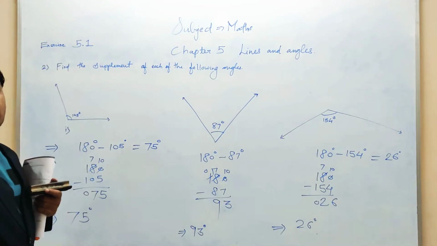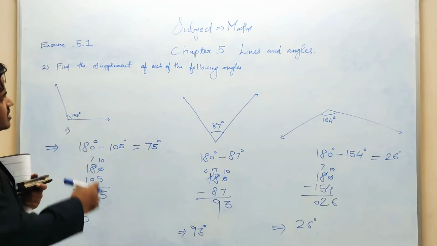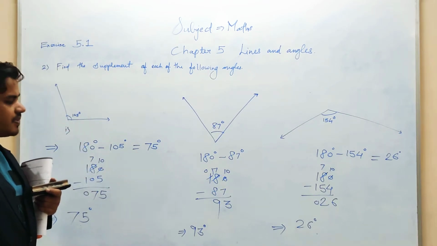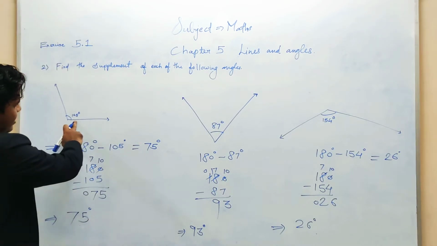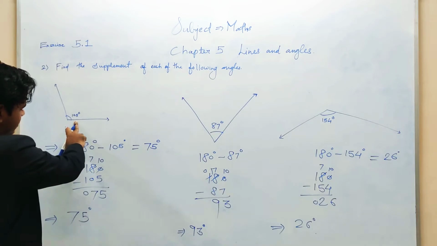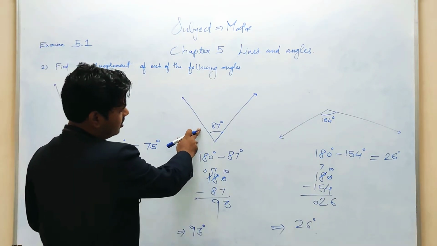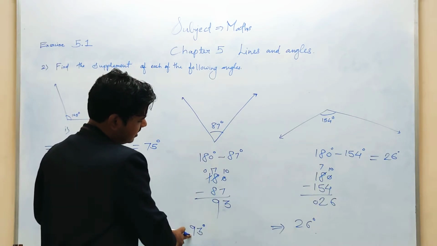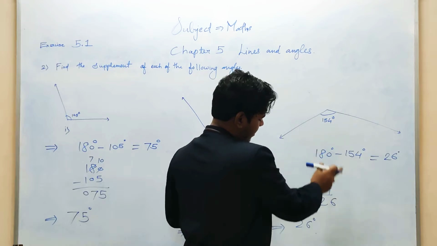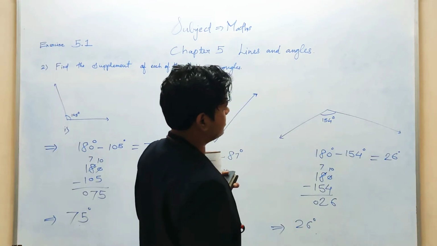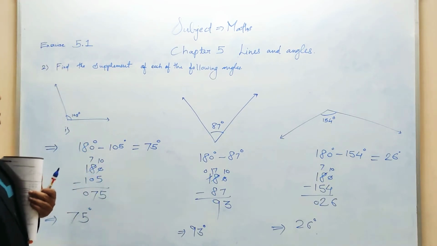Okay. So to find out the complement, you will subtract from 90 degree, and to find out the supplement of the given angle, you will subtract from 180 degree. So the supplementary angle for 105 degree is what? 75 degree. The supplementary angle for 87 degree is what? 93 degree. And the supplementary angle for 154 degree is what? 26 degrees. Okay. So this was our example number 2. Next is example number 3.